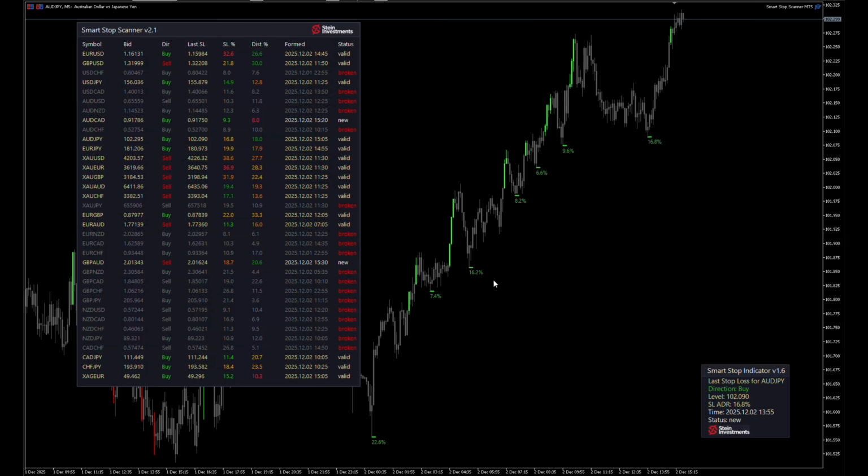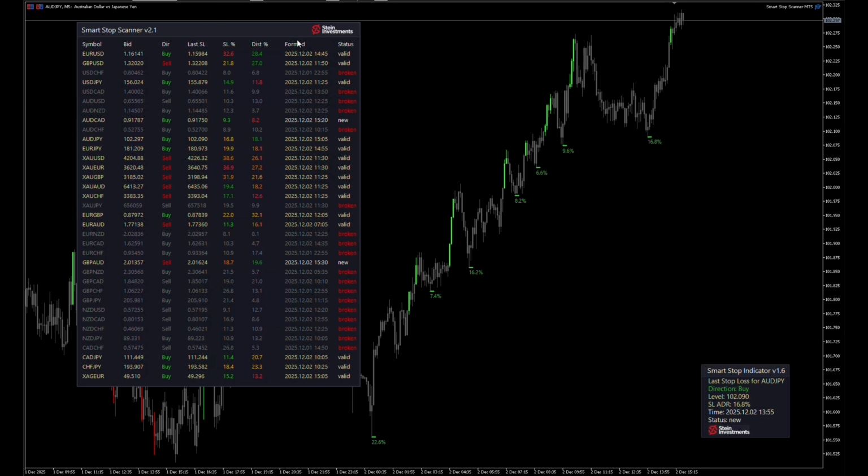loss percent ADR. Why are these two columns so powerful? Because you instantly know, am I early in a move? Am I in the middle of momentum? Or maybe I'm already late, if you see a huge stop like this one, and you instantly see how far away the price is from your stop level.